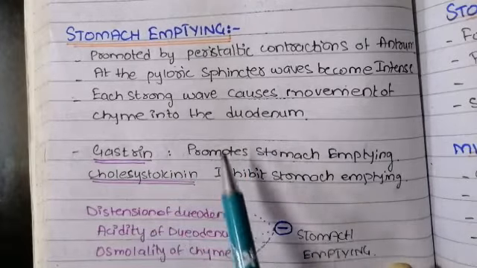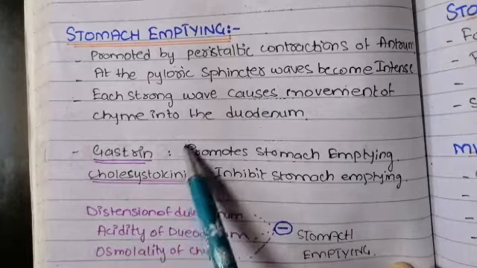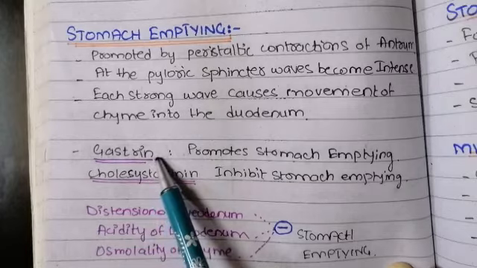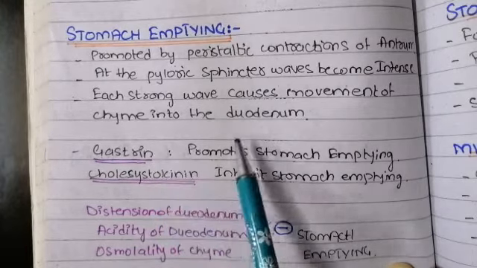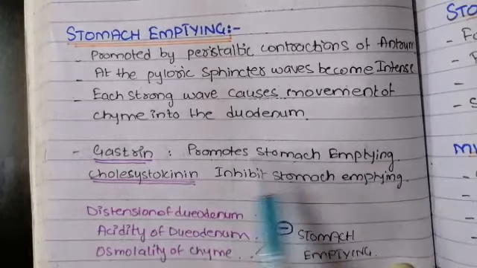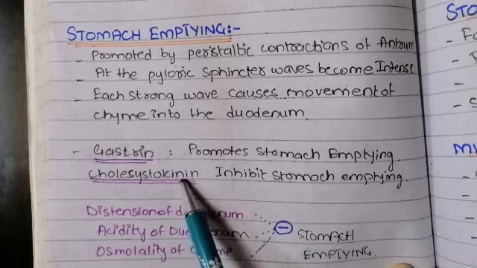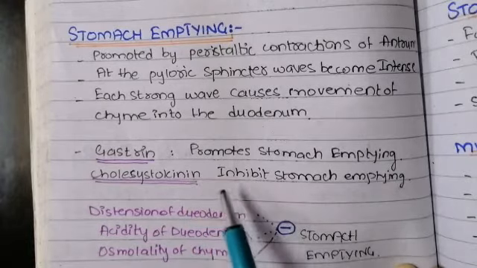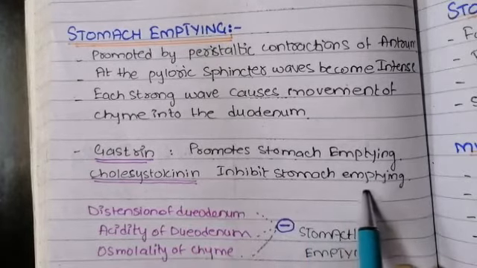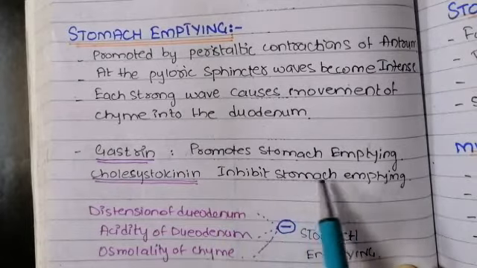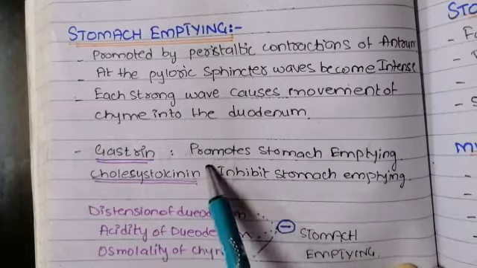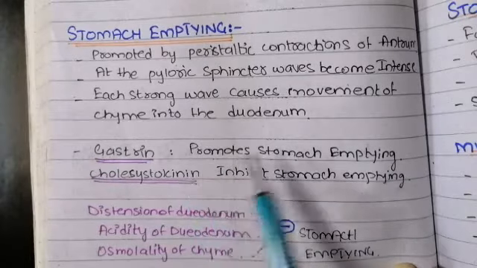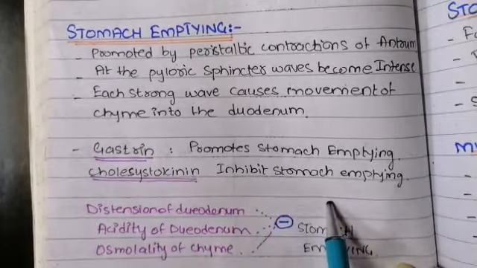So the stomach will empty slowly. The two hormones that are responsible for the stomach emptying are gastrin, that is secreted from the G cells of the stomach, and this gastrin is going to promote the stomach emptying. The other hormone is cholecystokinin, that is released mostly from the duodenal walls. It causes an inhibition of the stomach emptying. It has an inhibitory effect on the gastrin and on the stomach emptying. These two hormones regulate the stomach emptying function of the stomach.